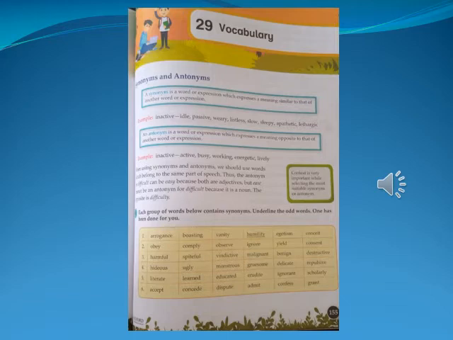Thus, the antonym for difficult can be easy because both are adjectives. ठीक है, तो जैसे कि इन्होंने एक एग्जांपल दिया हुआ है कि अगर डिफिकल्ट का आप एंटोनिम यूज करना चाह रहे हैं तो वो इजी हो सकता है. तो ये दोनों एडजेक्टिव्स हैं, it means that they belong to the same part of speech, and both are adjectives.